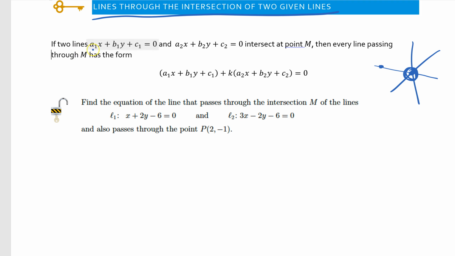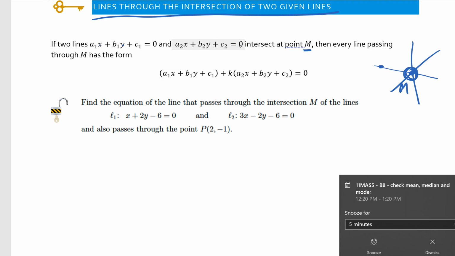So if we have two lines and they intersect at some point, then what we can say is that every line passing through that point M where they intersect has this layout. Now let's think about why that is. So if this line passes through point M, then M must satisfy it, which means that when we put the coordinates of M into here and into here, that equals 0. And when we put the coordinates of M into here and to here, that equals 0.